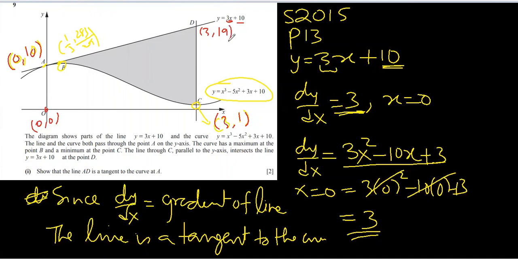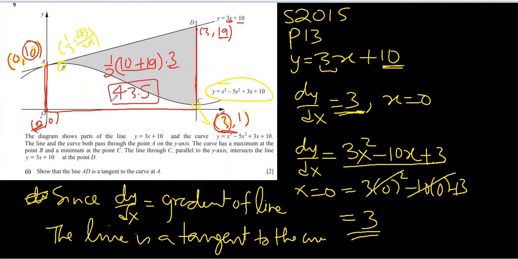So area of trapezium is half times the first parallel line, which is this, and this is the y value 10, plus the second parallel line, which is this, which is 19. Yeah, 19. And multiplied by the height, the distance between the two, which is 3. Yeah, this is 0, this is 3. So the x distance between them is 3. So it becomes 29 times 3, 87 divided by 2, 43.5 units squared. This is the area of the trapezium.